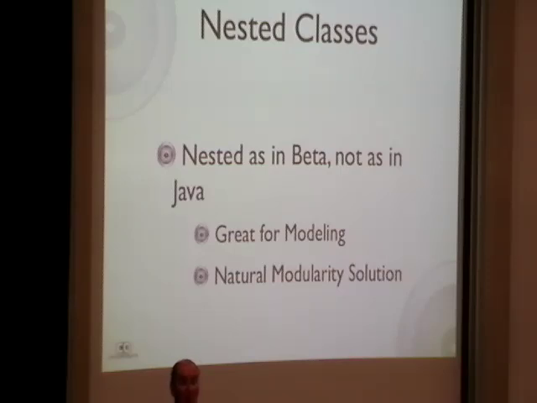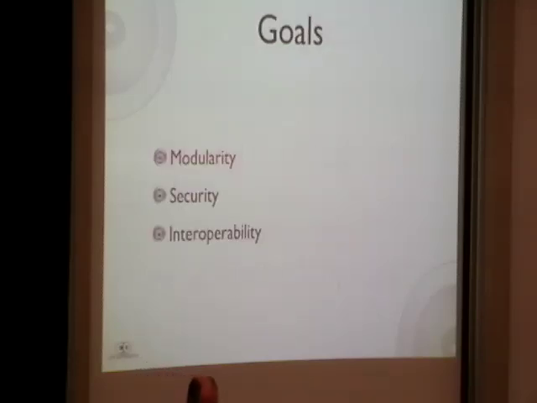So the Beta approach was motivated by modeling. It's very good for modeling. It really gives you a natural way to think about the world and how it's hierarchically organized, and to organize your programs to mirror that. It's also a natural modularity solution, classes within classes. And modularity was one of our key goals. And so at this point, it will be better to actually show you how this looks rather than talk about it.